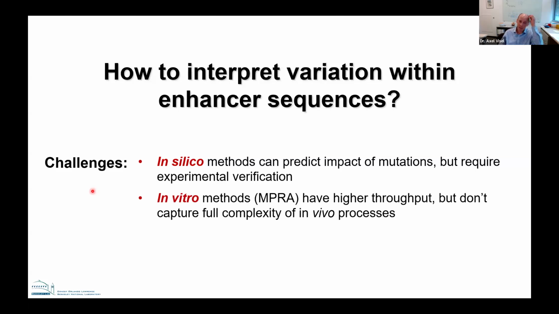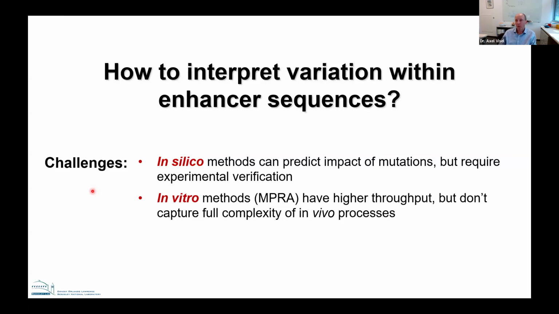Now, on the experimental side, there are at this point a number of massively parallel reporter assays that can be used to look at enhancer mutations at scale. So they can look at hundreds or thousands of enhancer mutations in a single experiment. The problem with these is that they have high throughput, but because they usually need to be performed in cell culture, there is a limited number of cell types that you can even look at. And even when you do, they usually don't capture the full complexity of in vivo processes.